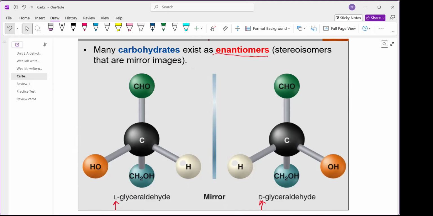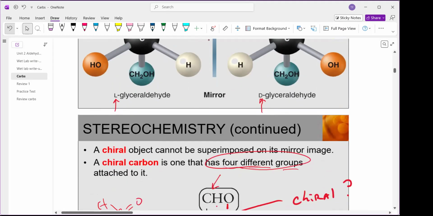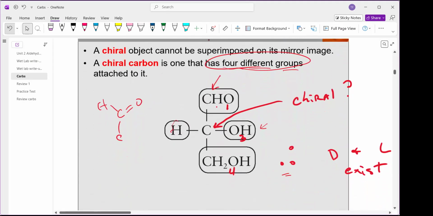So we refer to each one as an L or D form. Now, all the naturally occurring carbs in mammals are D form. We have D-glucose, D-fructose, all Ds. Amino acids are all Ls. Same idea though, mirror images. So L carbs are not going to exist in our class. So whenever we say glucose, we're referring to the D version of glucose.